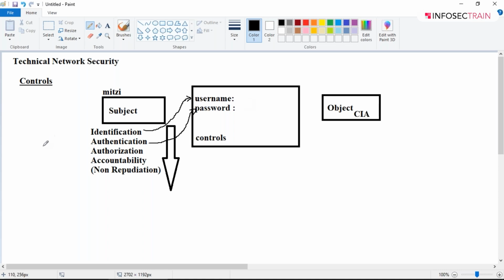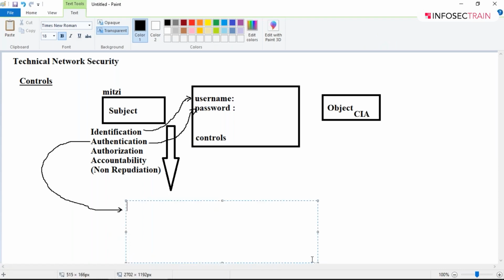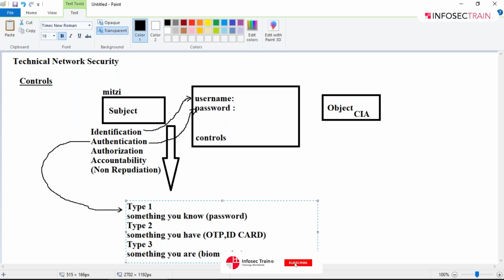Now, these authentications are further divided into three categories, three types: type 1, type 2, and type 3. These are the types of authentication. Type 1 includes something you know. What can be the example? Password.